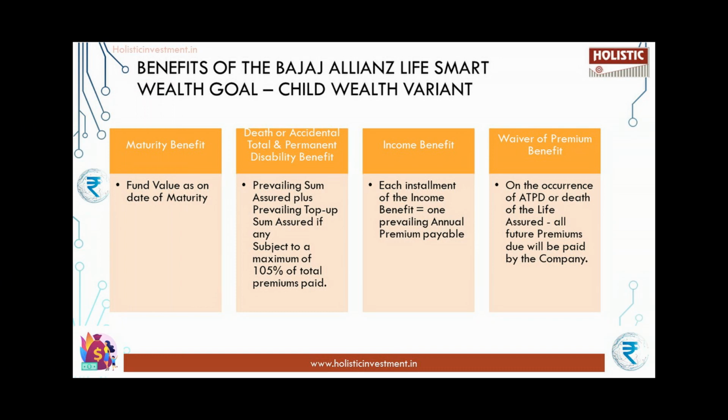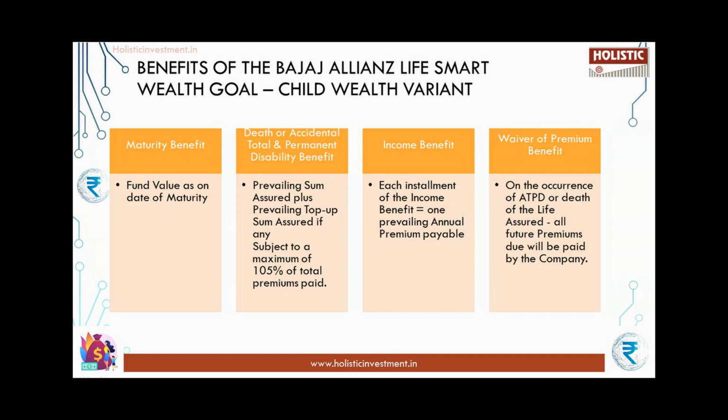Next, we shall look at the benefits of Bajaj Allianz Life Smart Wealth Goal Child Wealth Variant. Maturity benefit. The maturity benefit will be the fund value as of the date of maturity of your policy. Even in case of unfortunate death or accidental total permanent disability of the life assured during the policy term, the maturity benefit will be paid. Death or accidental total permanent disability benefit. If all due premiums are paid, then in the case of unfortunate death or accidental total permanent disability of the life assured, whichever is earlier, during the policy term, the benefit payable will be prevailing sum assured plus prevailing top-up sum assured, if any, subject to a maximum of 105% of total premiums paid.